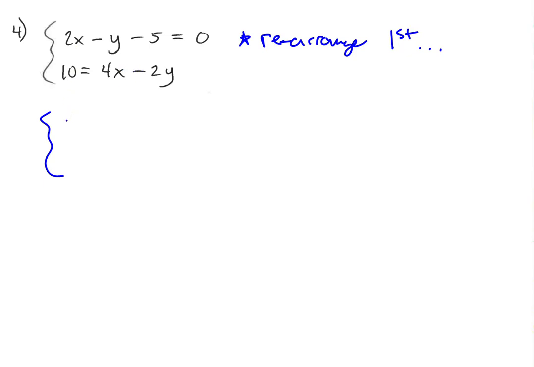In the top equation, we're going to leave the 2x - y as it is, but we're going to go ahead and add 5 to both sides to get that -5 moved over, which would now become a positive 5 on the right side.